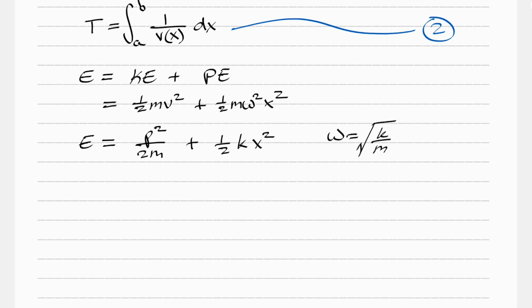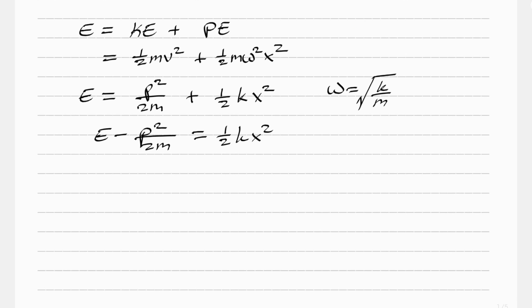Like I said, we're trying to solve for x in terms of the momenta. So let's just subtract this term to the other side. We have E minus p squared over 2m is equal to 1/2 kx squared. Multiply both sides by 2, divide both sides by k. So you get 2E over k minus p squared over mk, and that's equal to x squared.